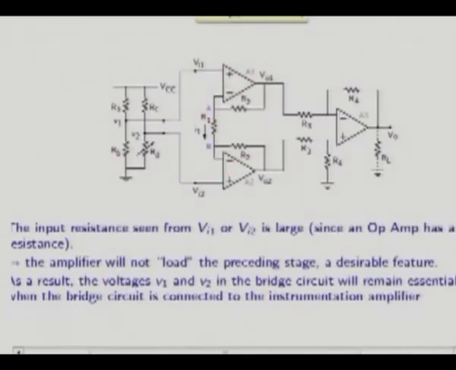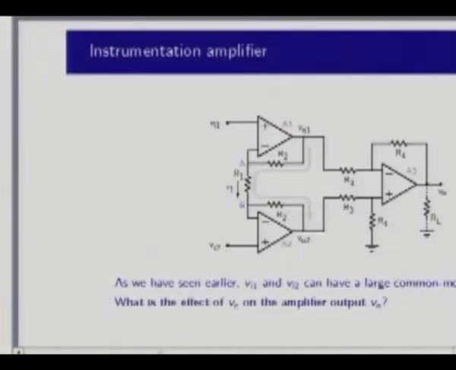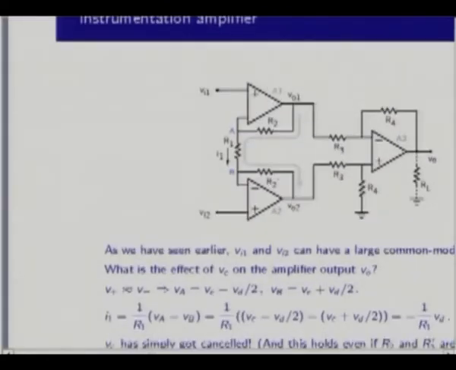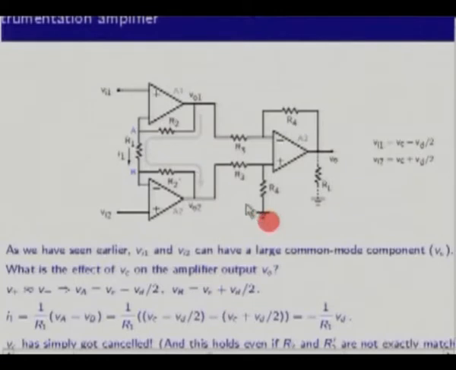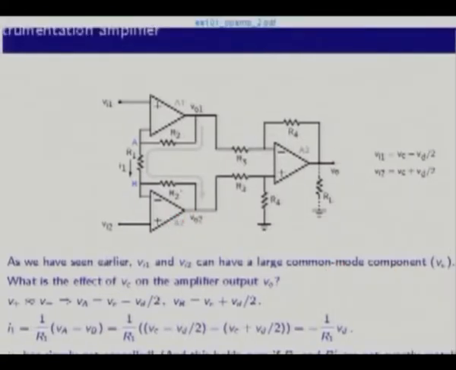Next, the next slide talks about the CMRR. Let's look at that. Why is this a better circuit as far as CMRR is concerned? That is given here. As we have seen earlier, VI1 and VI2 can have a large common mode component Vc, and we saw an example where this Vc was 7.5 volts, very large indeed. So what is the effect of Vc on this particular instrumentation amplifier circuit?